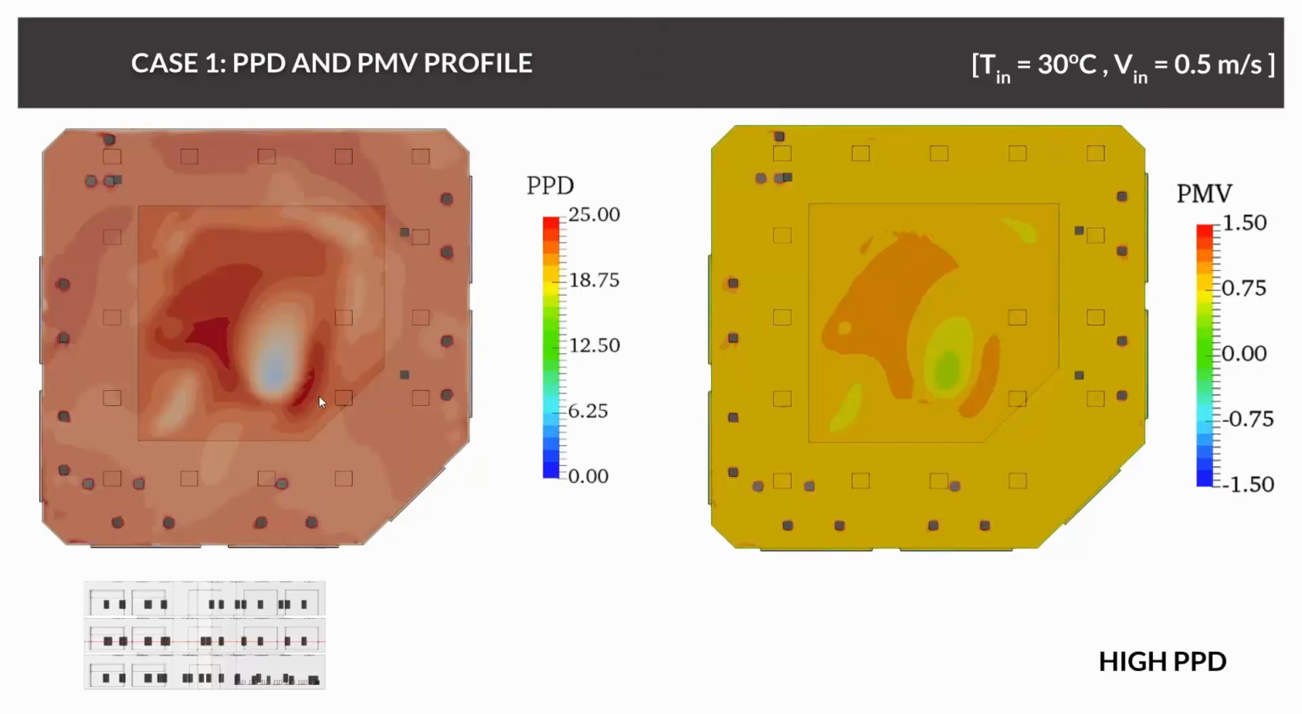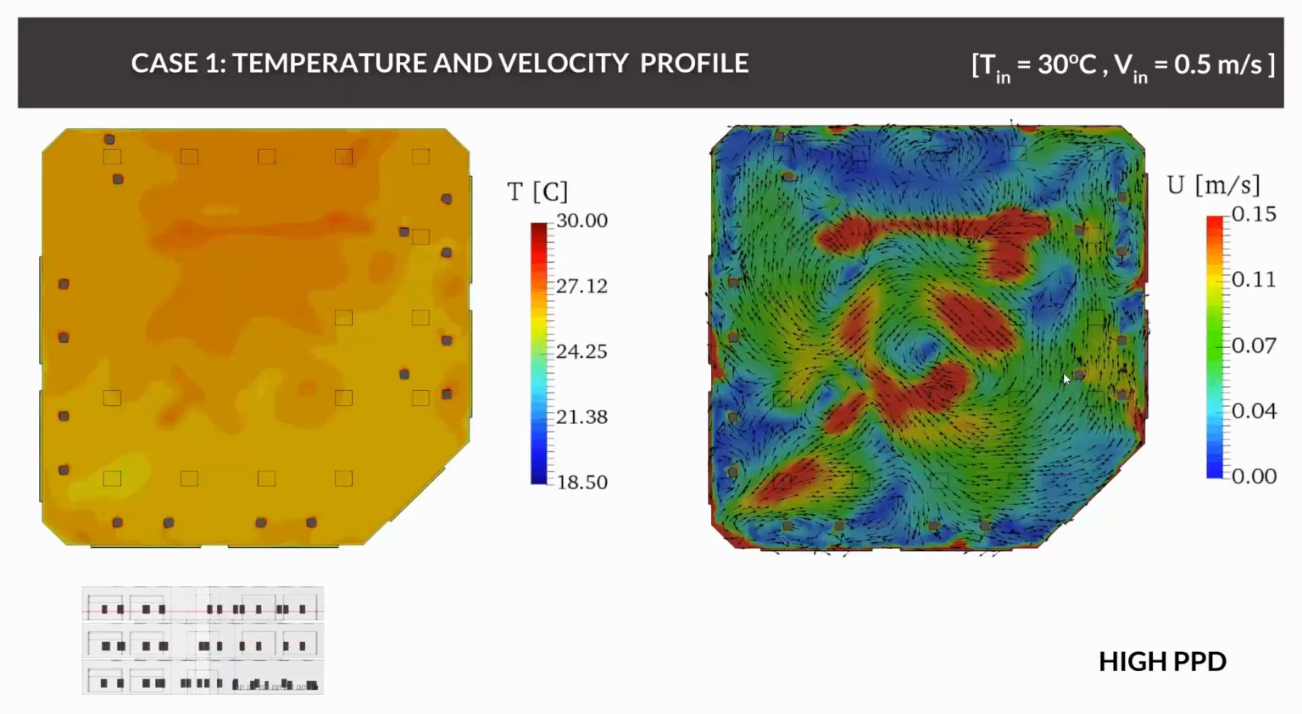All the area is actually uncomfortable. There's a small bubble here where PPD is below 10%, but everywhere else it's in the range of 25%. And also PMV is much too high. So for the people, it seems like it's too hot.